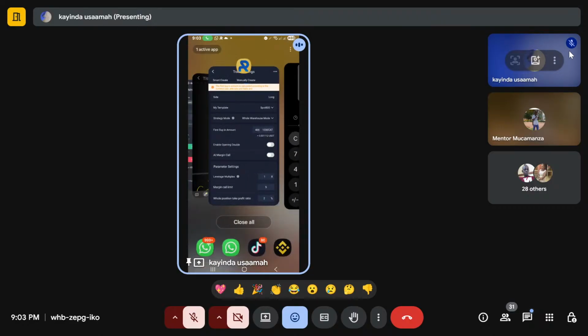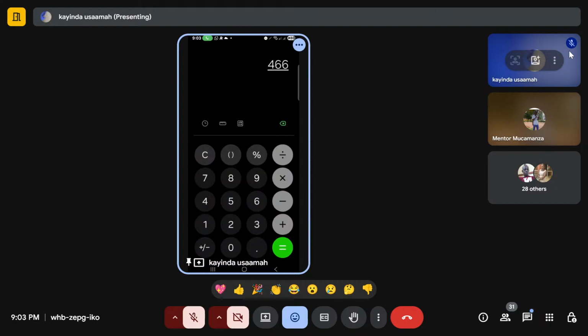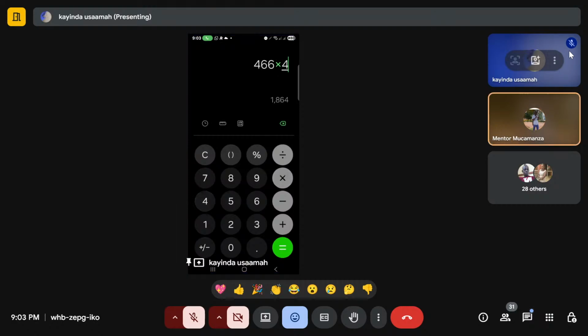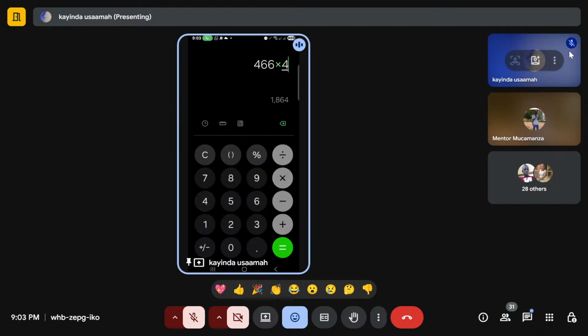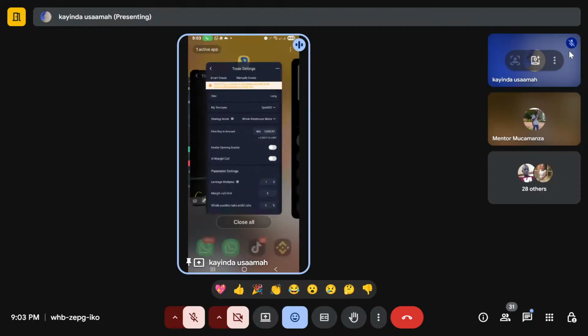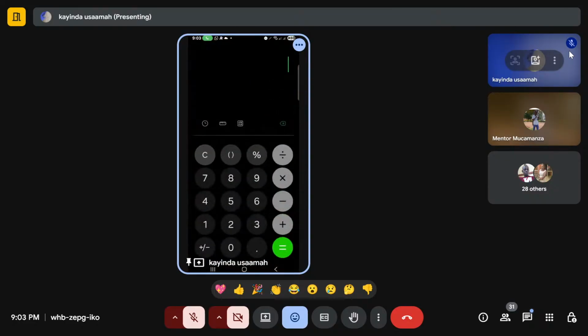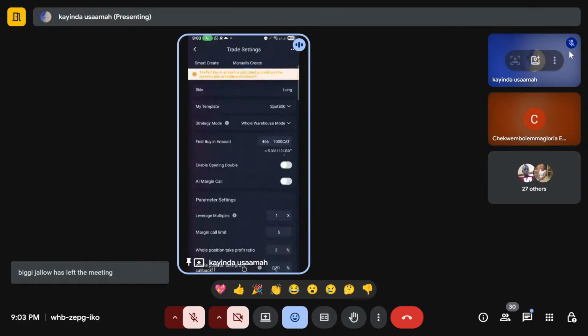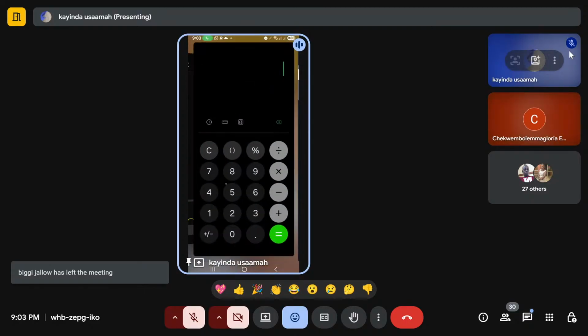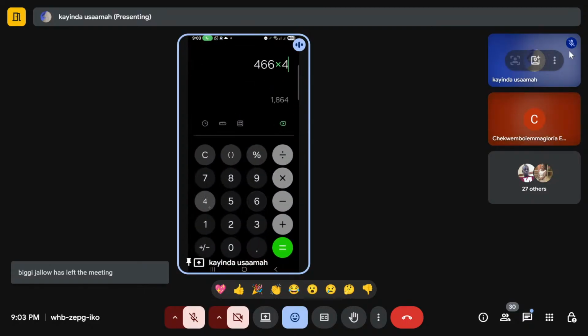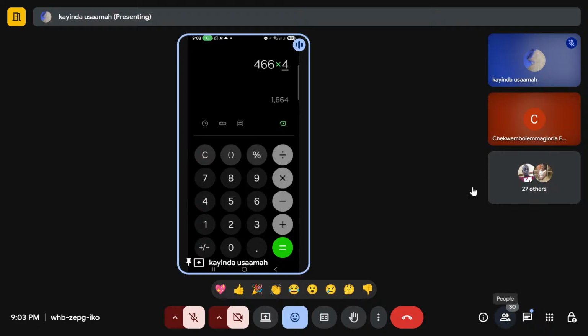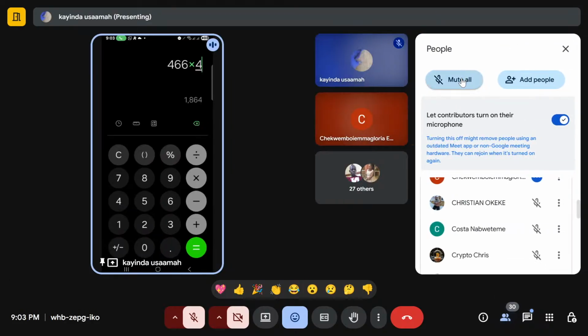How many are they? 466 times 4. How did I get the 4? Because 5 times 4 is 20. And this one is 5. So now I get the equivalent of these coins. 466 times 4. Gloria, mute your microphone, please. It's interrupting us.